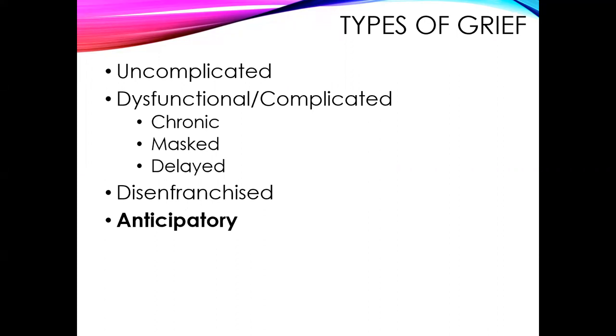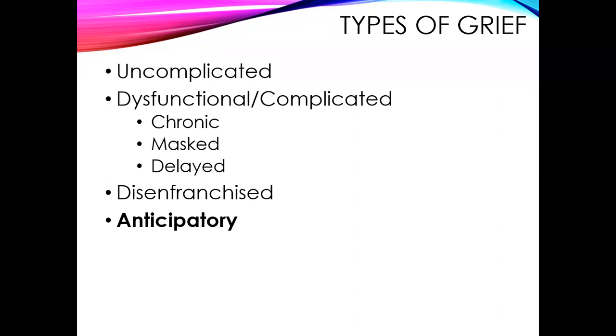Then we go into our dysfunctional or complicated grief. It's distinguished from uncomplicated grief by the length of time and the intensity of the emotions. The person's responses are maladaptive, they're dysfunctional, they're usually prolonged, and they're overwhelming. Complicated grief results when the grieving process has been impeded for some reason. Something has kept the person stuck in the grief process.